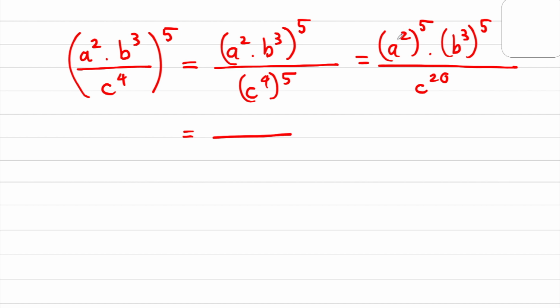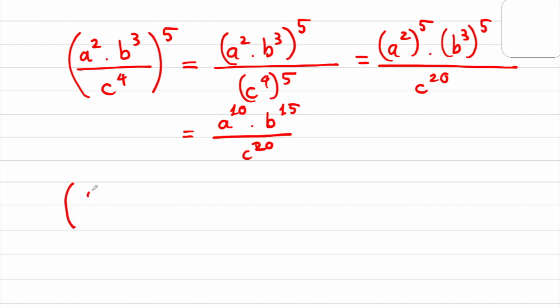And now for this writing, you got the multiplication of 2 and 5. You got a to the power of 10 multiply b. The 3 times 5 is mean 15 like this, and c will be 20 here, b will be 20 here. Yeah, that is the way how can you work with this very complicated exercise.